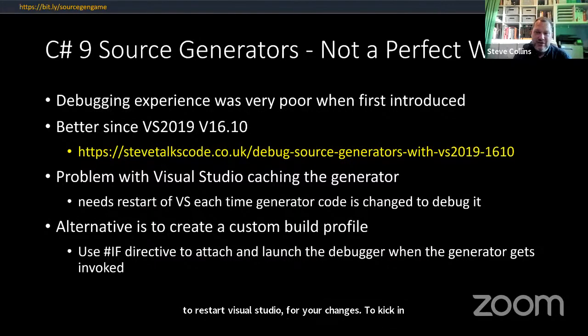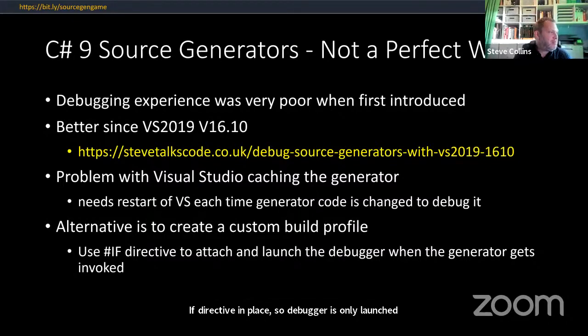So in these cases, what I do is I drop down to the .NET build command line and attach Visual Studio as a debugger. If you don't want the debugger firing off all the time, you can create alternative build profiles and put a compiler if directive in place, so the debugger is only launched if you compile using that profile.